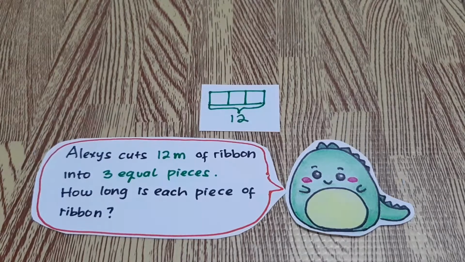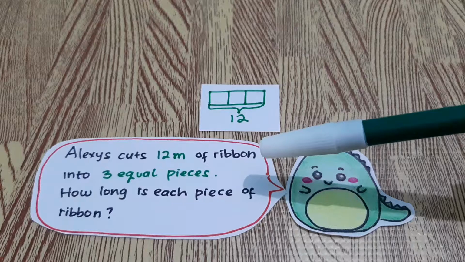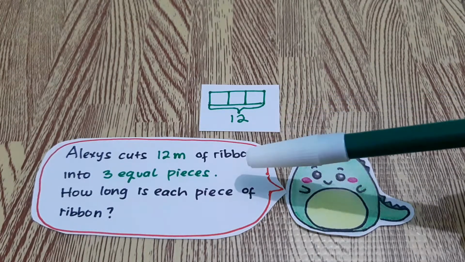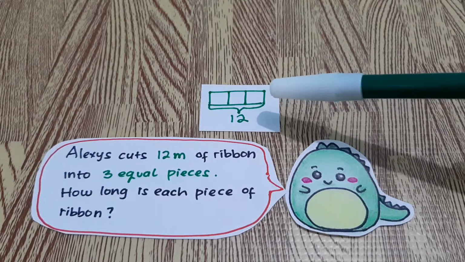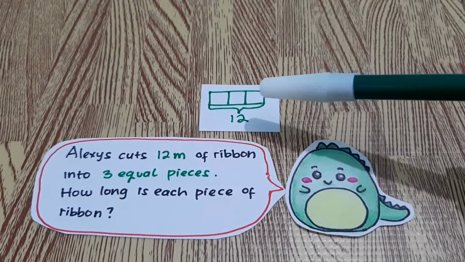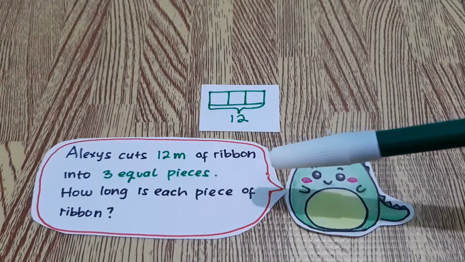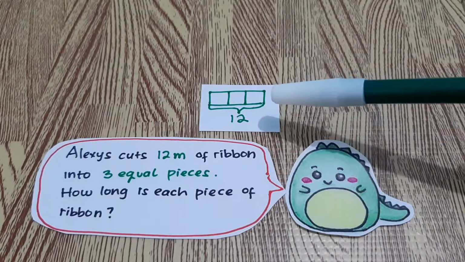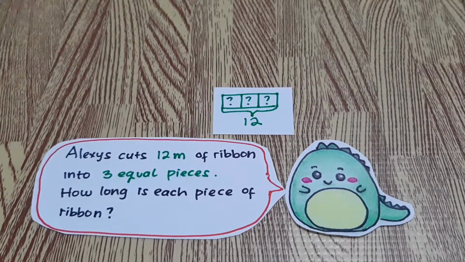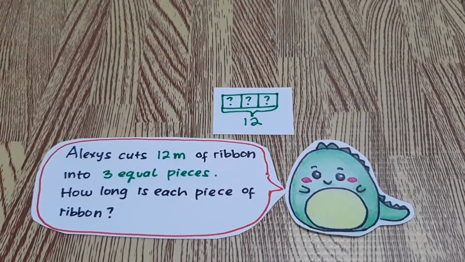So the model will be like this. Take a look. Alexis cuts 12 meters of ribbon, so this is the total, 12, into 3 pieces. So I make 3 pieces or 3 boxes. 1, 2, 3. Since I cut it into 3, how long is each piece of ribbon? I don't know yet what number is in each box or in each piece, so I put a question mark inside of the box.